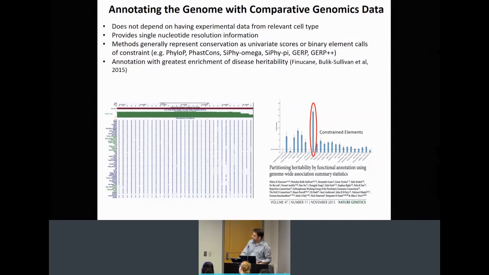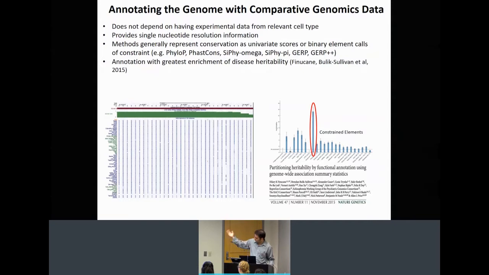So one forms these multi-species DNA sequence alignments and then summarizes that, traditionally, in methods that either represent scores of evolutionary constraint or make these binary element calls. And there are some advantages of this type of information. One nice thing is you're getting single nucleotide resolution information. Another thing is that it gives you an annotation that something is potentially important in some location of the genome, even if you don't have experimental data in the cell type in which that location is active.